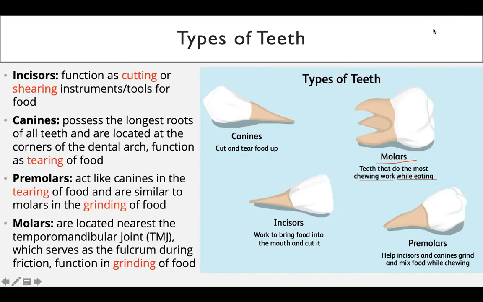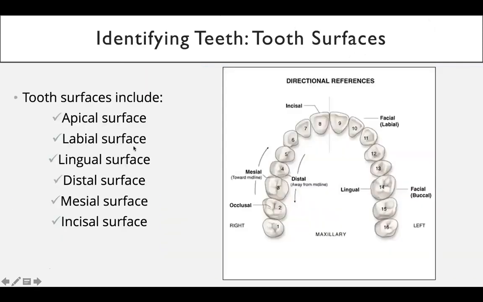Okay. Next, tooth surfaces: there were apical, labial, lingual, distal, mesial, and incisal. Labial is towards the lip, the outer side, and the inner side towards the tongue was lingual. Mesial was towards the midline, where the quadrants are divided, and distal was away from the midline. For example, if we take tooth number 7, this would be its mesial boundary and this would be its distal boundary, right?